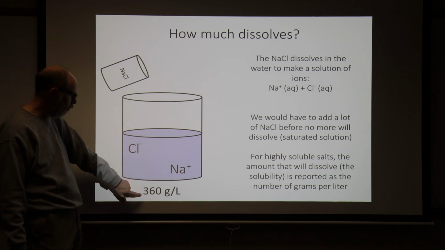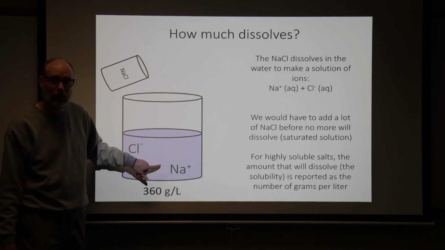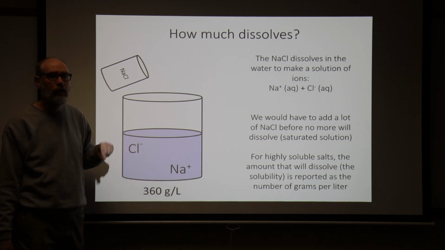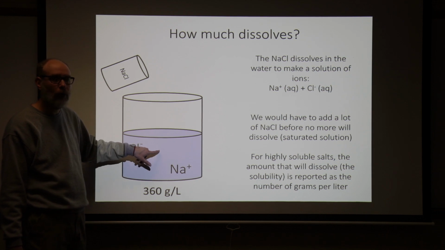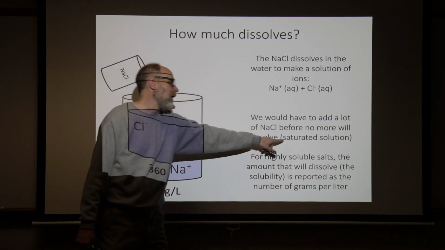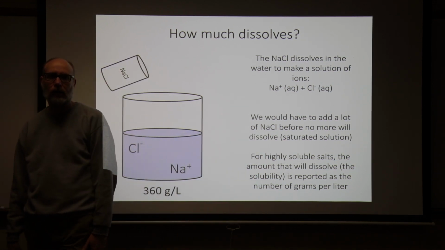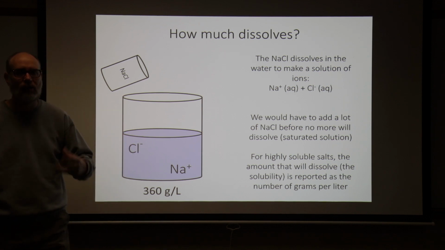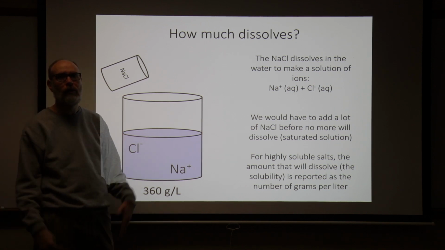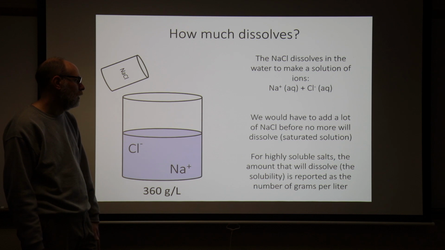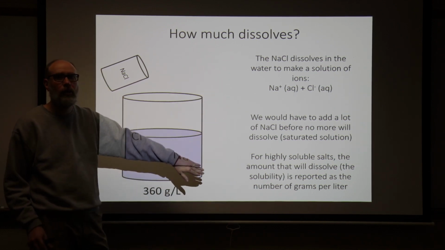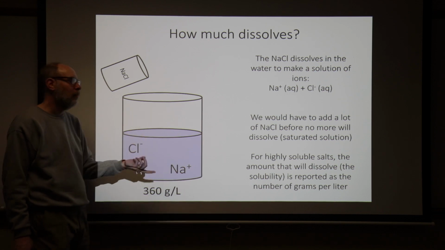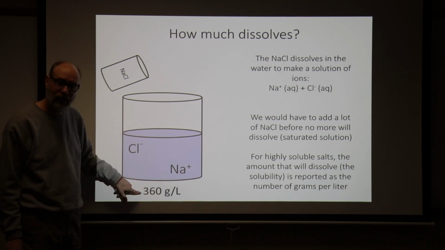Once we get to the point where we've added 361 grams to that liter though, it's not going to dissolve anymore. It's going to stop. Because at that point, when we get to 360 grams dissolved in that 1 liter of water, it becomes what we call a saturated solution. We have dissolved as much of that salt in there as we possibly can. We've saturated the solution. When we talk about highly soluble salts like sodium chloride, the way that we express their solubility is just like this.